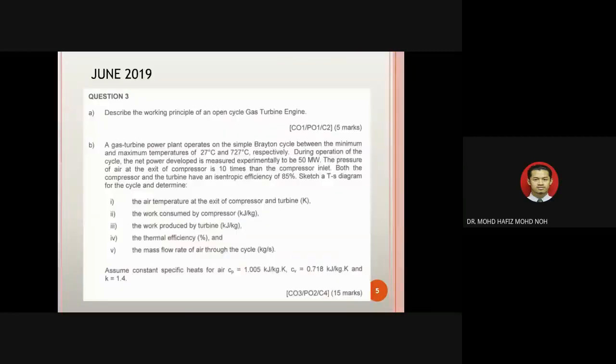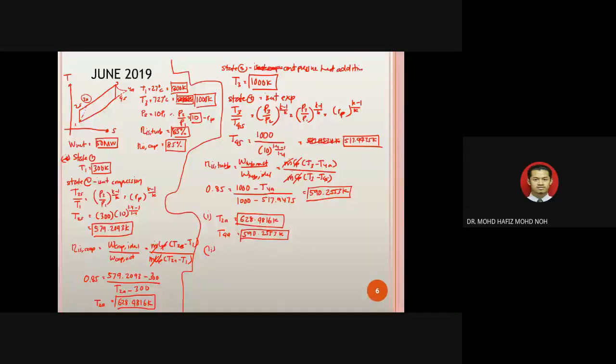They want you to calculate the work consumed by the compressor. So you have to calculate the W compressor. W compressor is equal to m dot Cp (T2 actual minus T1). They have given you the value of W net. From this W net, they want you to get the value of the mass flow rate.